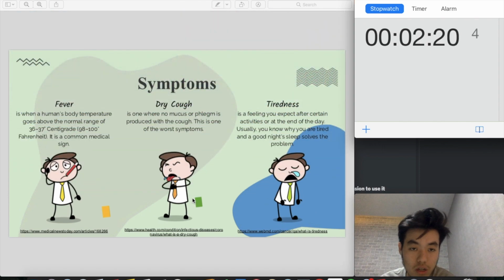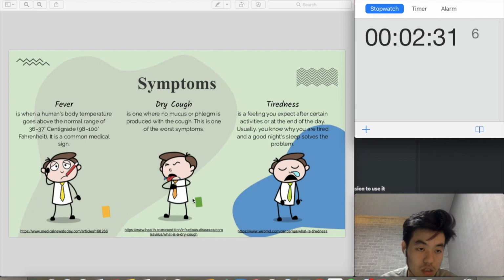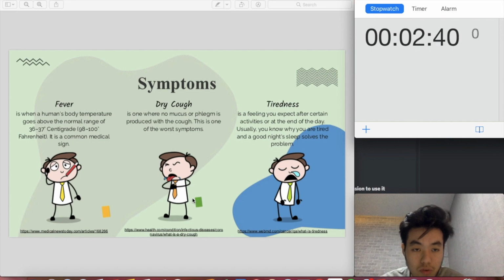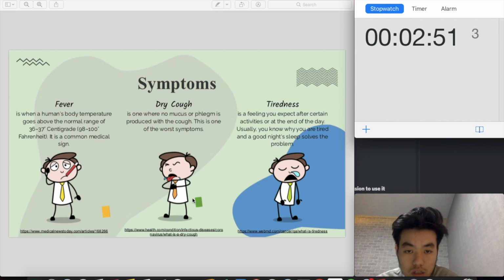So the symptoms are fever, dry cough, and tiredness. Fever is when a human body's temperature goes above the normal range of 36 to 37 centigrade or 98 to 100 Fahrenheit. It is a common medical sign. Dry cough is one where no mucus or phlegm is produced with the cough. This is one of the worst symptoms. Tiredness is a feeling you expect after certain activities or at the end of the day. Usually, you know why you are tired and a good night's sleep solves the problem.